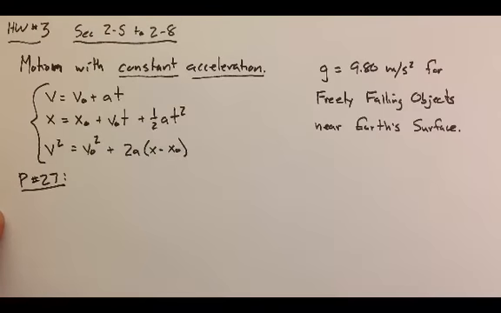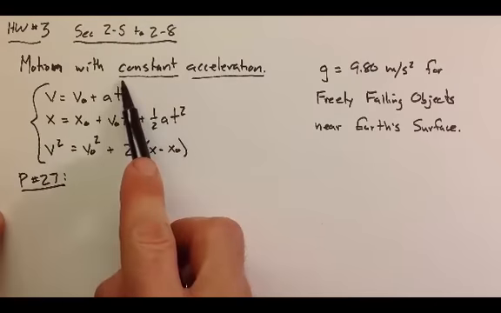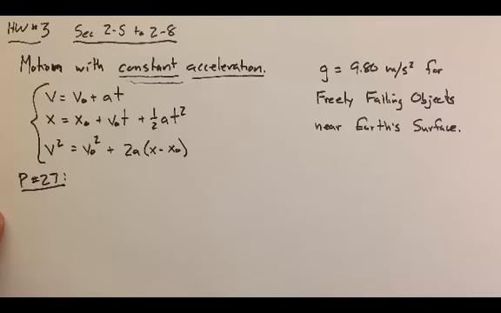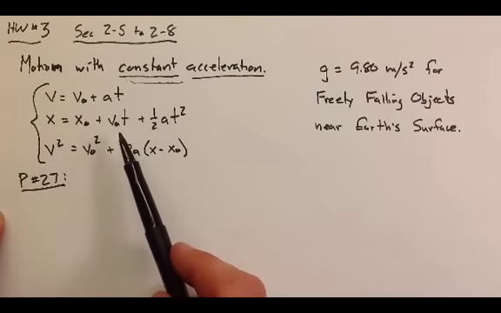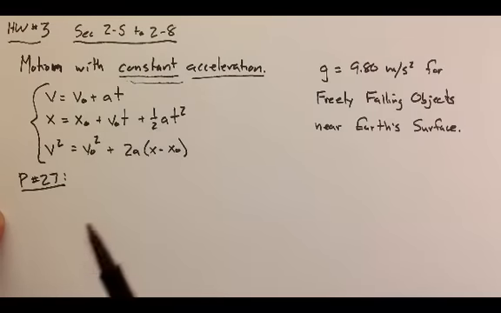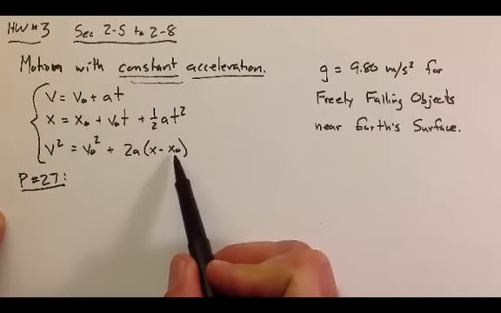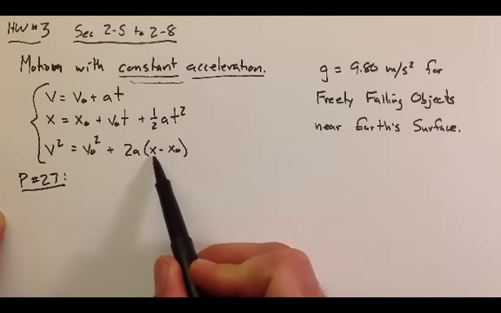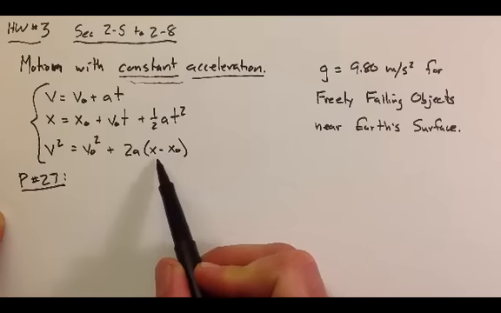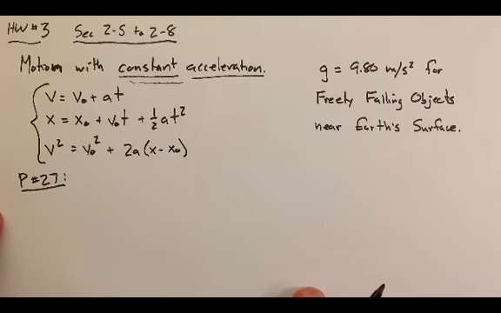Notice A, acceleration, does not have an initial and final because the acceleration is constant. Must be constant. T is time. X is position. A is acceleration. This would be final position, initial position. We sometimes write this as delta X, meaning change in X or change in position.